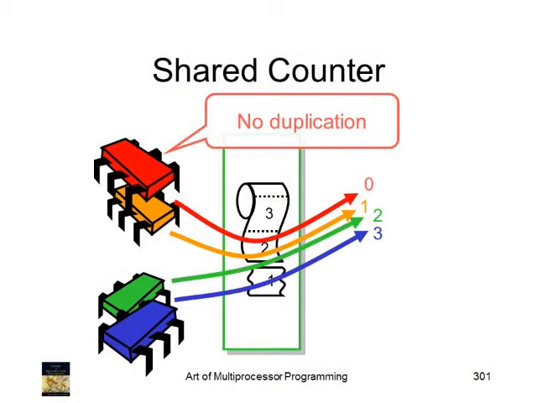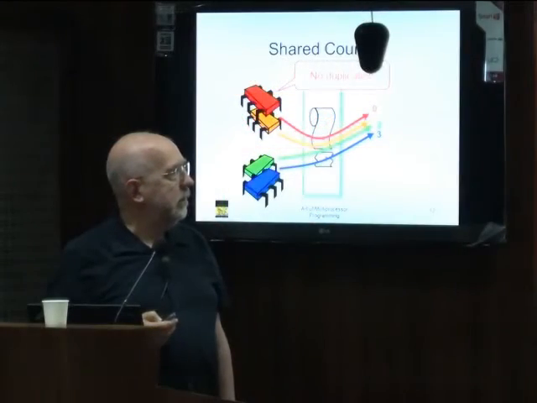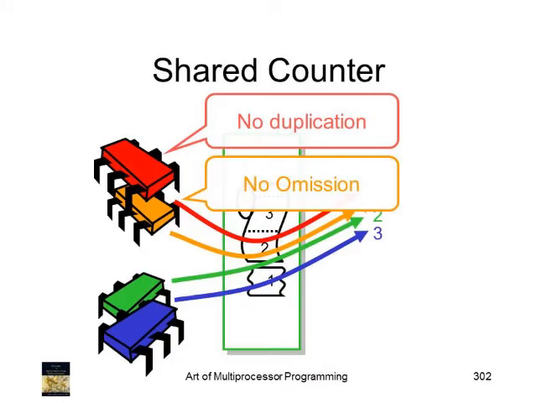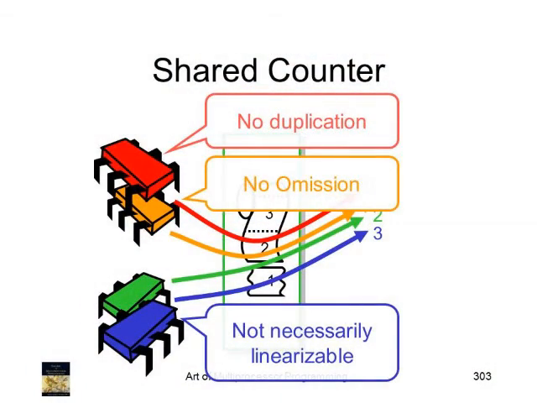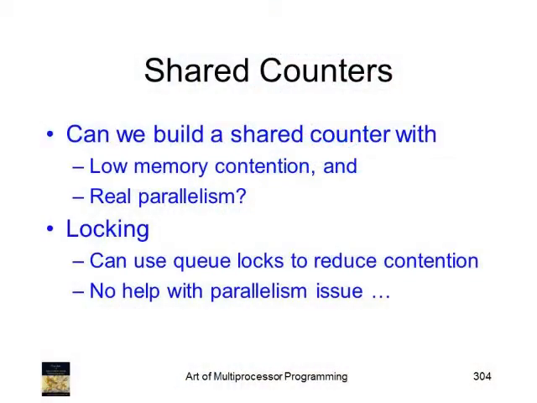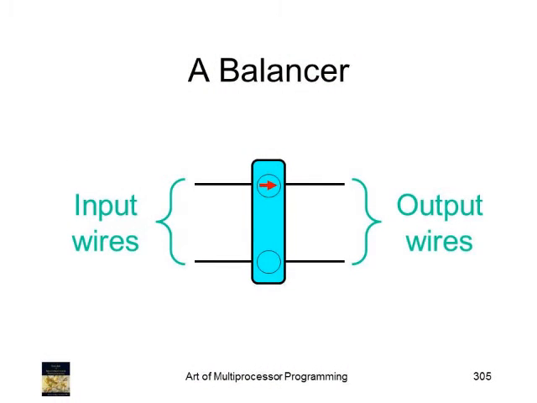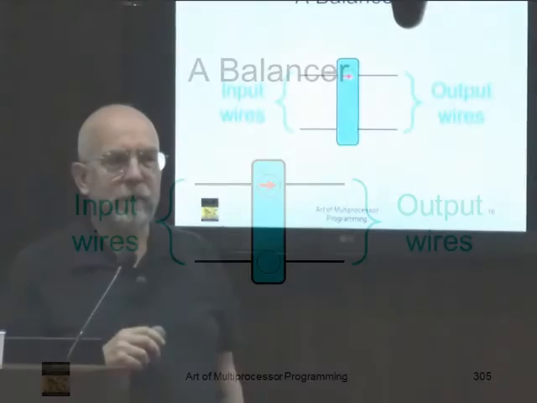And the first thing we say is, well, we want no duplication. So we want to make sure that the same value isn't handed out twice, and there's no gaps. But we don't care whether it's linearizable, it turns out. So what we want to do is build a shared counter with low memory contention and lots of parallelism. So let me give you a very simple gadget called a balancer.